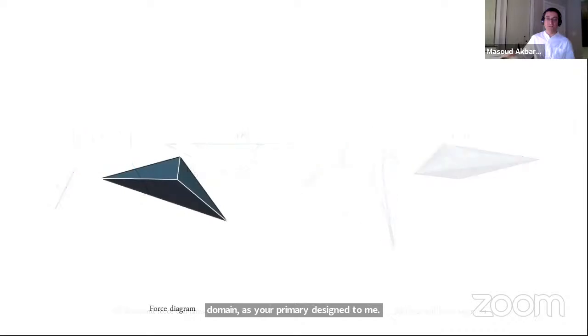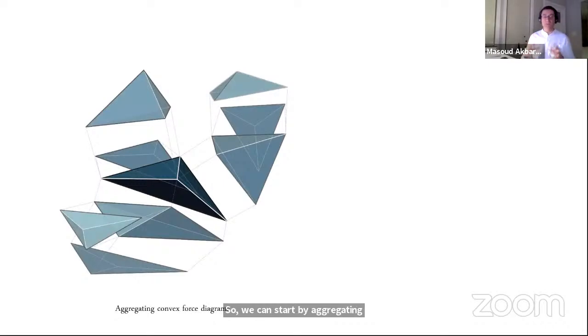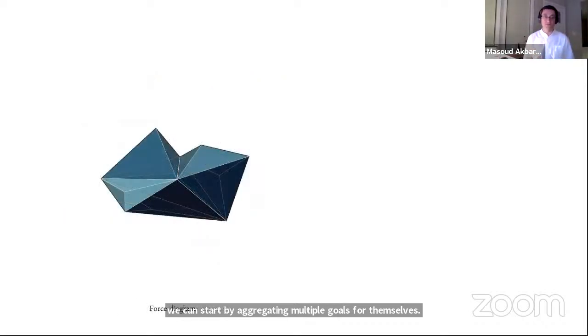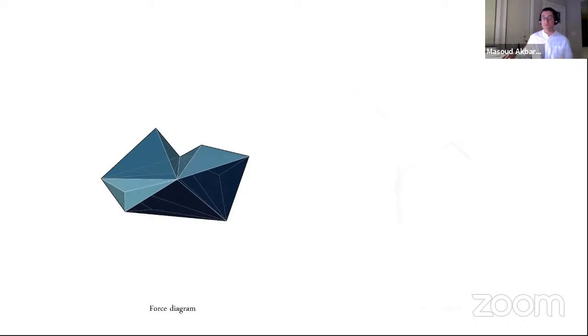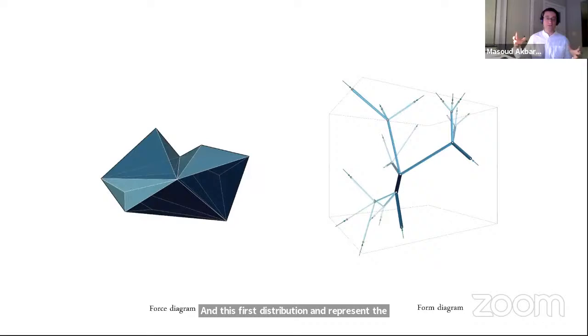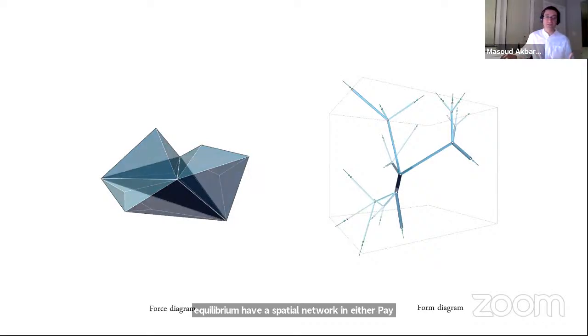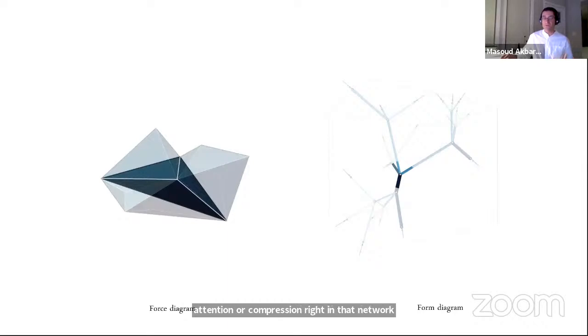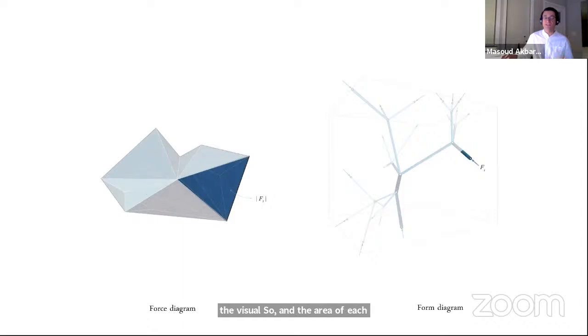So getting back to the same idea of using the force domain as your primary design domain, this is enough for us to start creating really exciting spatial funicular structural forms. We know that a single closed convex polyhedron can represent a spatial node in pure tension or pure compression, right? So we can start by aggregating multiple closed polyhedral cells which have the same face areas. And this aggregation can establish a force distribution, which can represent the equilibrium of a spatial network in either pure tension or compression, right? In that network, the equilibrium of each node is represented by a closed polyhedral cell, and the area of each face represents the magnitude of the force in that member of the network.